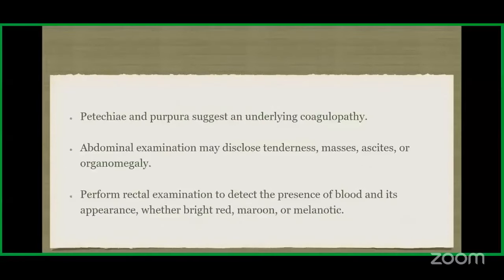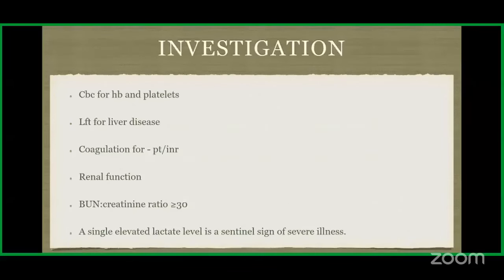Any petechiae or purpura similarly suggest a coagulopathy. On abdominal examination, any tenderness, mass, ascites or organomegaly can be figured out. In patients presenting with melena, rectal examination has to be done in order to look for any presence of blood in the rectum. And if present, then the appearance has to be noted down, whether it's bright red, maroon, or melanoid.